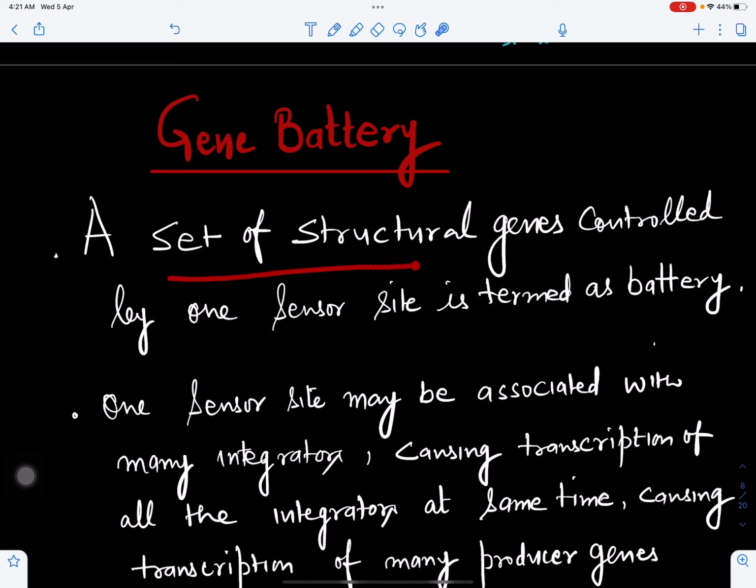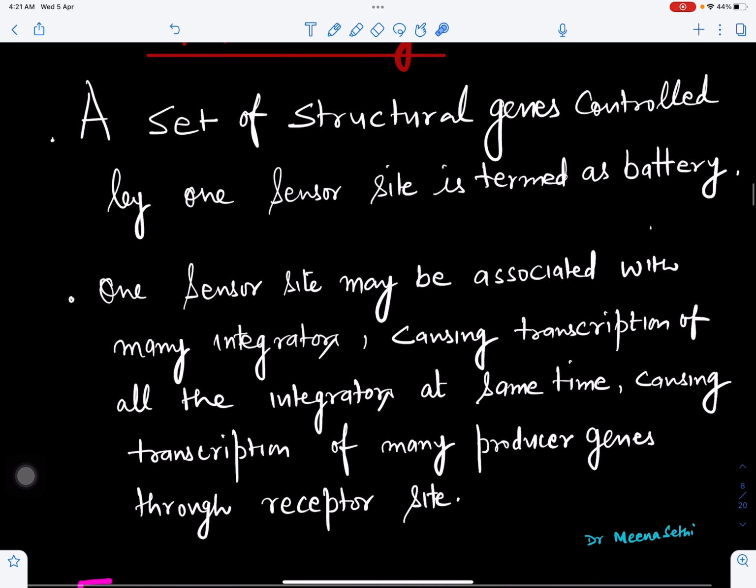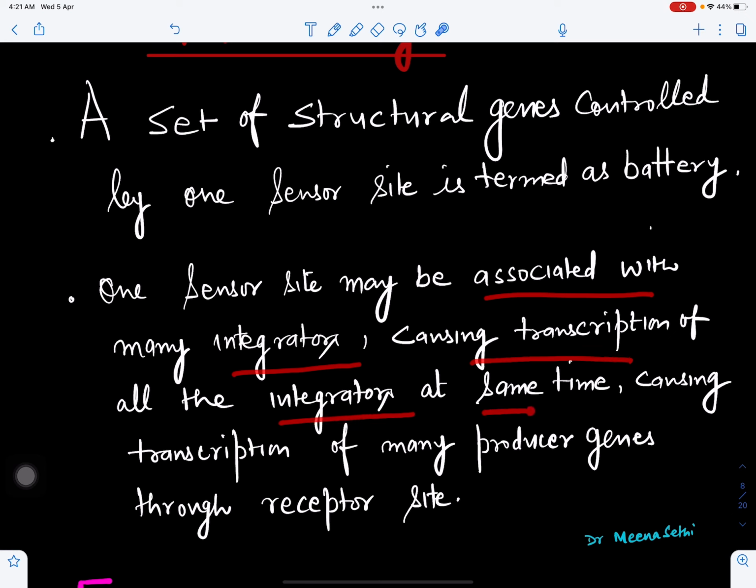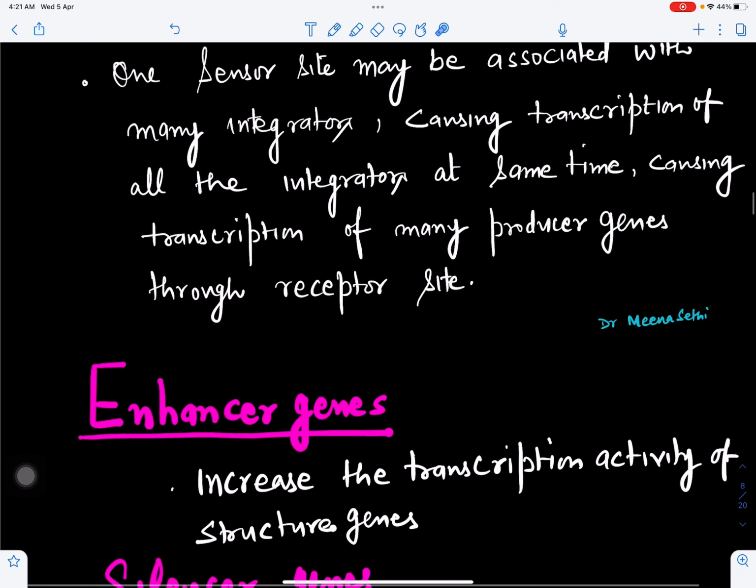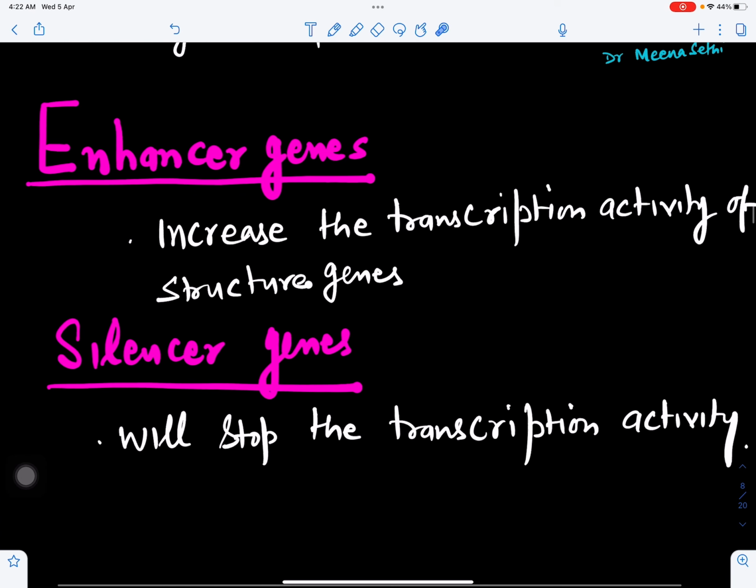A set of structural genes controlled by one sensor site is termed a battery. Now, one sensor site may be associated with many integrator or regulatory genes, causing transcription of all the integrators at the same time. This is regulating the producer gene through the receptor site for the production of RNA which is required for protein synthesis. And for the functioning of the gene battery, sometimes their activity is enhanced with the help of an enhancer gene.